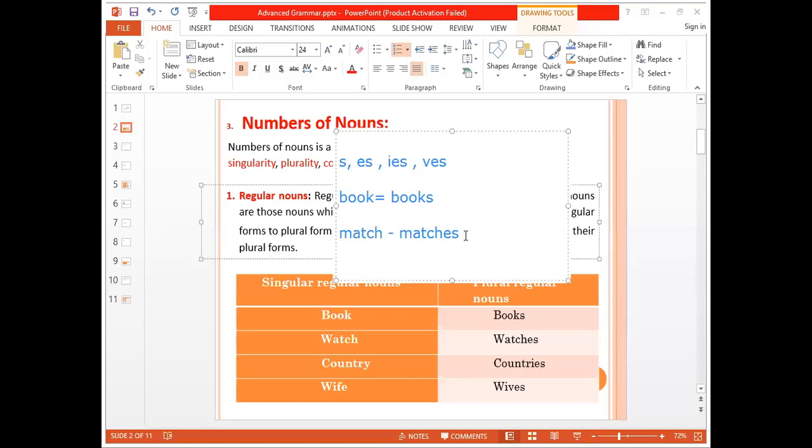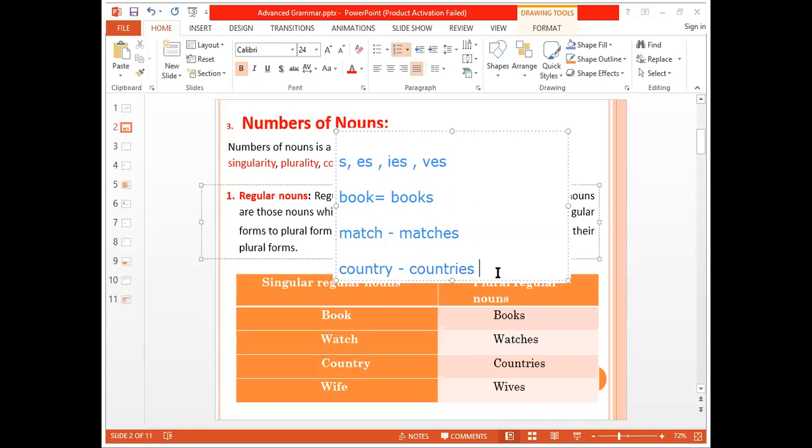Now, for example, next, if I say IES, if I say country, plural of country is what? Countries, C-O-U-N-T-R-I-E-S. Country, countries. It takes I-E-S at the end, clear? So we call it what? We call it regular noun.